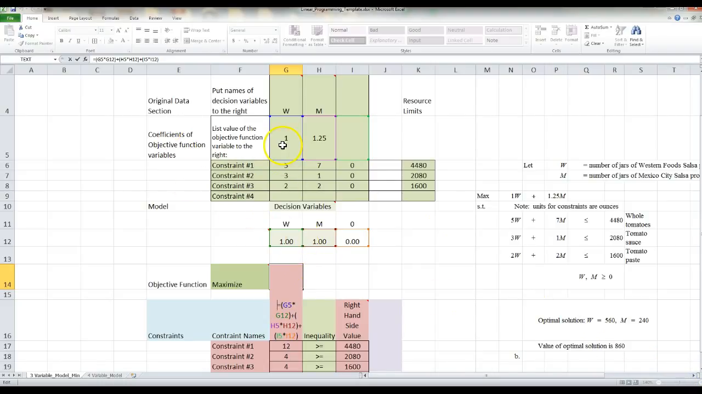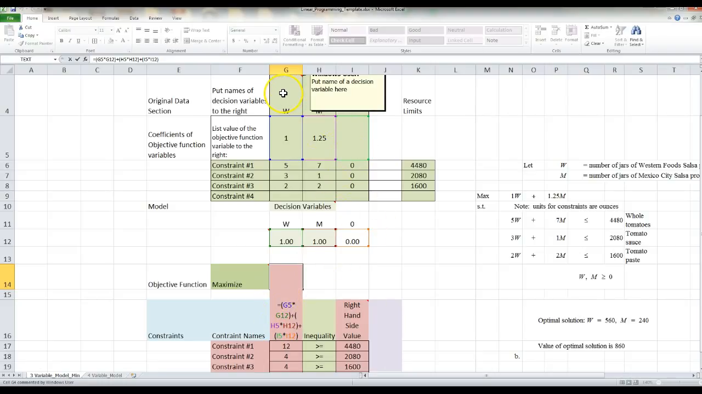So I'm going to take this 1 and multiply it by the number of jars, and then I'm going to add to that the coefficient on M, multiply that by the number of jars of M. And since I've set this up for 3 variables, I actually have I5 times I12, but both of those are 0, so they're not going to factor into this particular problem.